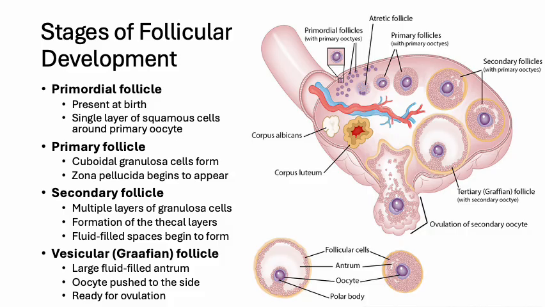Once activated, a follicle becomes primary, where granulosa cells become cuboidal, and then the zona pellucida begins to form around the oocyte. As the follicle grows, it enters a secondary stage, developing more layers of granulosa cells and acquiring the theca cells that will develop and produce estrogen. Fluid pockets begin to form between the granulosa cells, eventually coalescing into a large antrum. This marks the vesicular or Graafian stage, where the follicle bulges at the ovarian surface and is ready for ovulation.